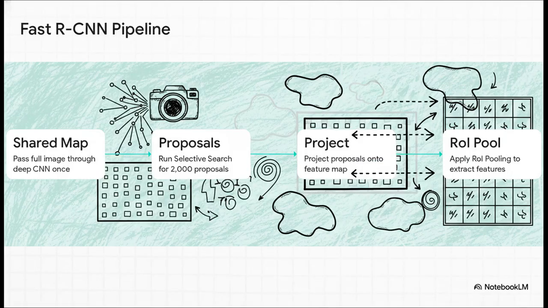So, fast forward to Fast RCNN in 2015. The engineers realized all this redundancy was absolutely killing them, so they completely flipped the script. Step 1, pass the full image through the deep CNN just once to get a shared feature map. Step 2, run the selective search for the proposals. Step 3, project those proposals directly onto that single, already computed shared map. And step 4, this is the real magic trick, apply region of interest or ROI pooling to extract a fixed 7x7 feature per region. Just like that, they completely wiped out all that redundant computation.